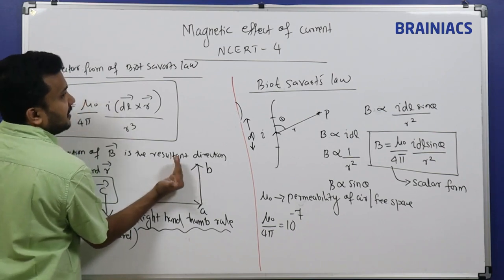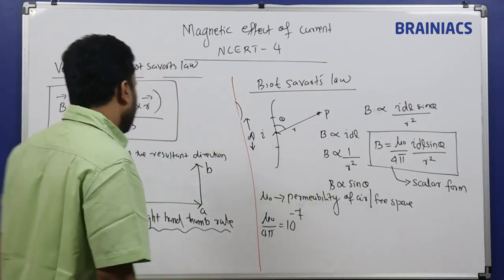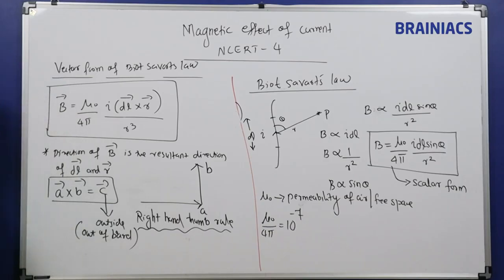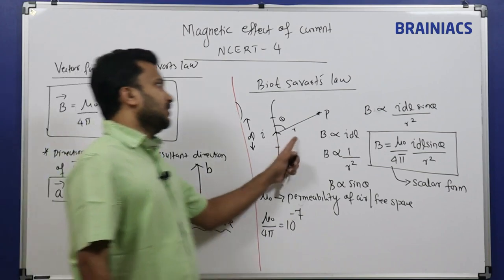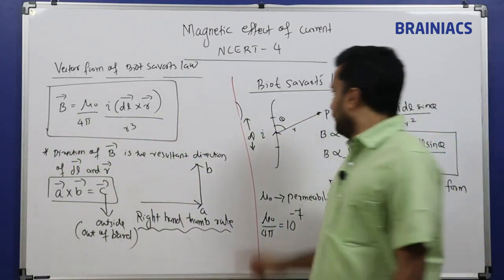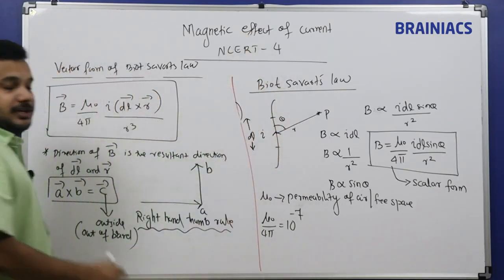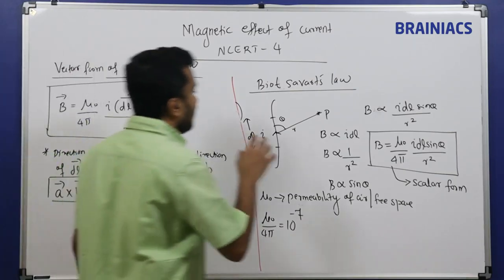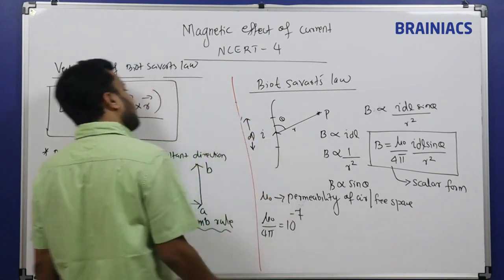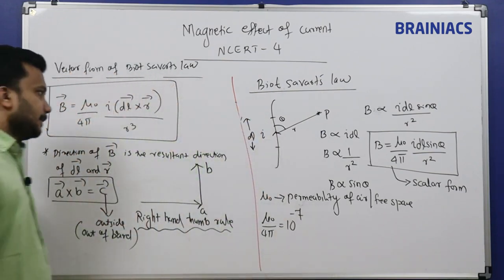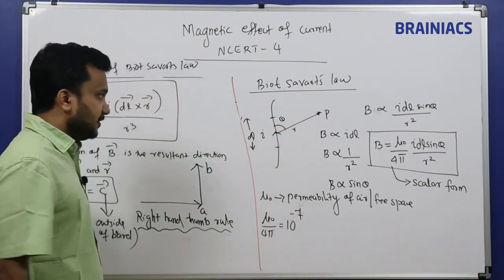B means you have to fold in this direction, upside. Then your thumb is pointing towards you. So A cross B will give rise to C. In this case, DL cross R will give rise to B. Now we look back at this diagram we have drawn. The current is going in the upside direction, so the DL direction is also in the direction of the current. So DL is going in the upside direction.